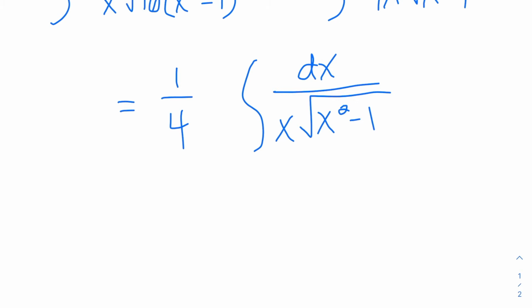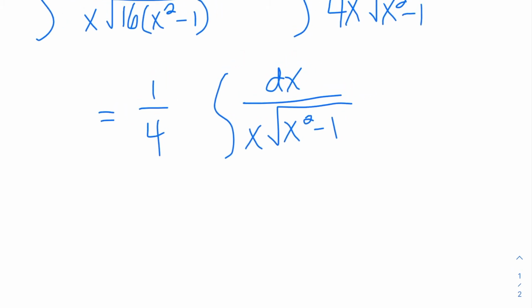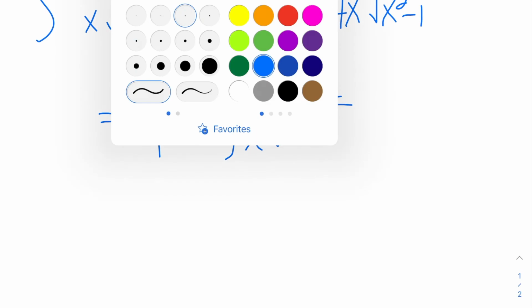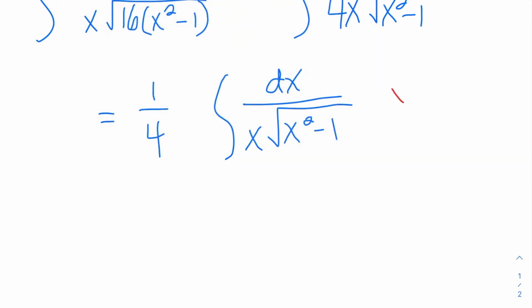So since we're dealing with an inverse secant, that means that we want to set x equal to a secant value for the substitution part of this. So I'll just write this off to the side: x equals secant theta. And then when we go to take the derivative of that, dx would equal secant theta tangent theta.